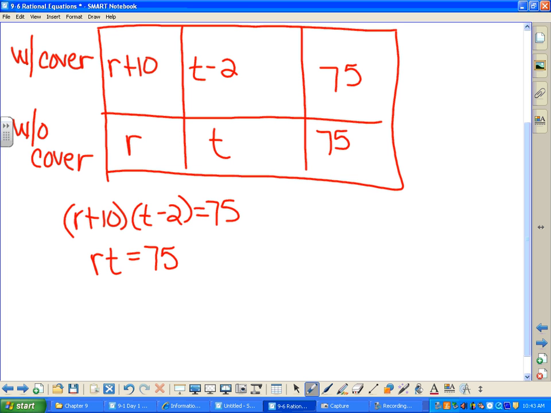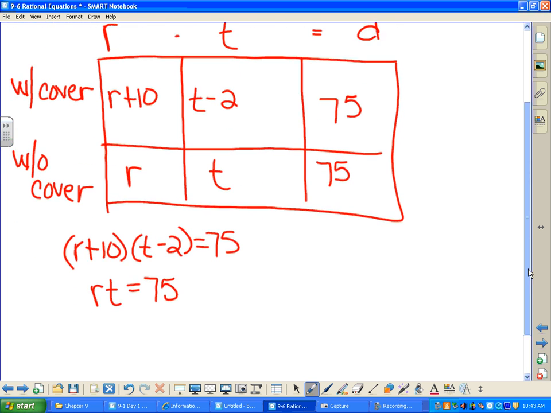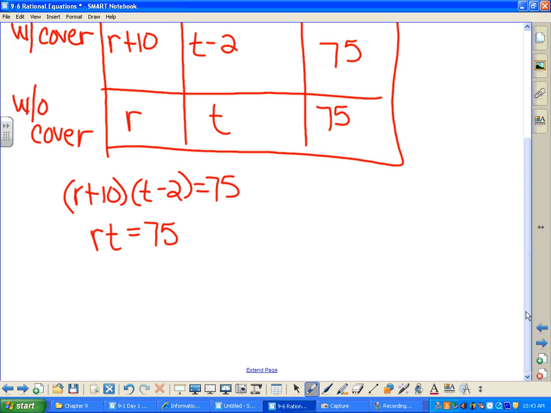And it's asking us to find the what? The rate? Isn't that what it said? Yeah, find the average speed, which would be the rate. So we want to solve this for r. Now, we've got a system of two equations with two variables. What's a method that you can use to solve a system of two equations with two variables? Substitution. So which equation do you want to pick and which variable do you want to solve for?